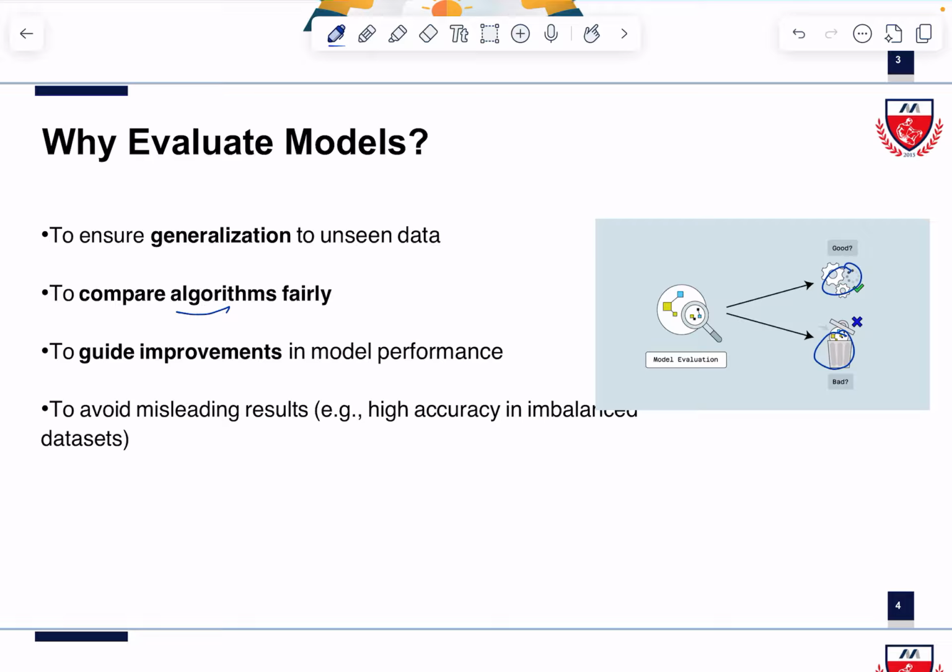So we can compare them and see which model fits best among the models that we have, so that we can use the best model that we currently have. Also, to guide improvements in model performance and, of course, to avoid misleading results, especially in an imbalanced data set. We will talk about that later on. In 1,000 patients, say for example, cancer and not, there are really many more patients without cancer than with cancer. So this will have an imbalanced data set, and we're going to avoid misleading results from that.